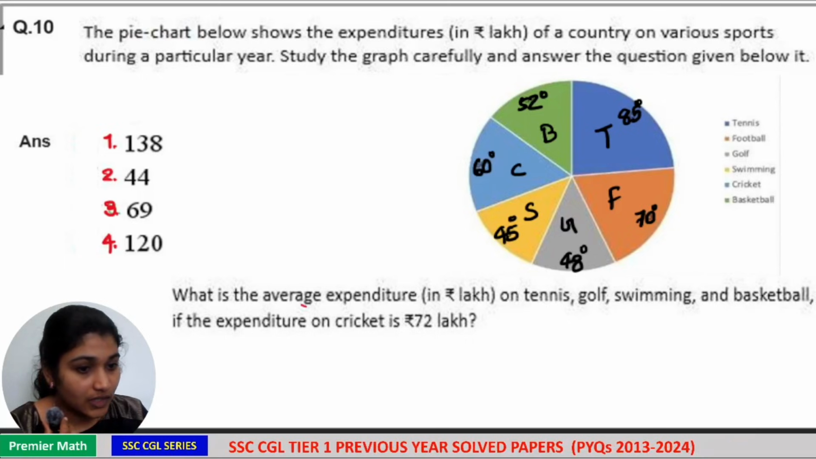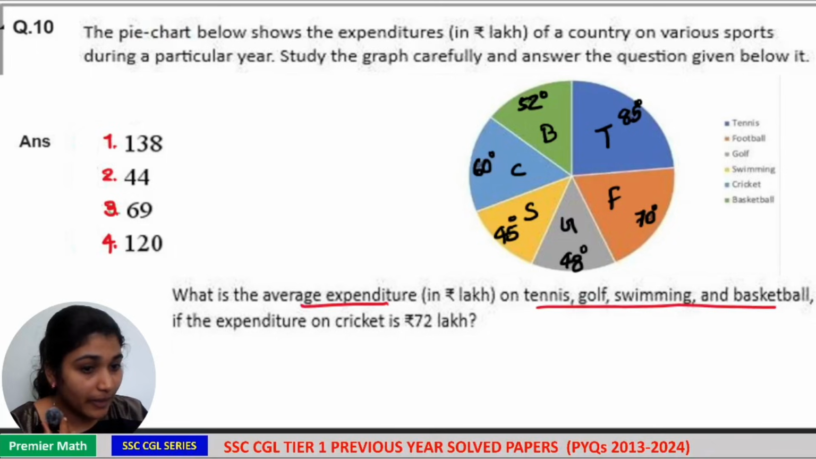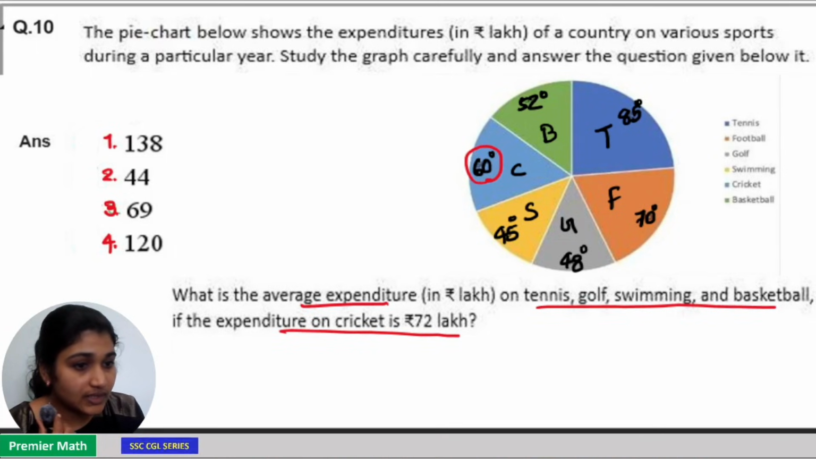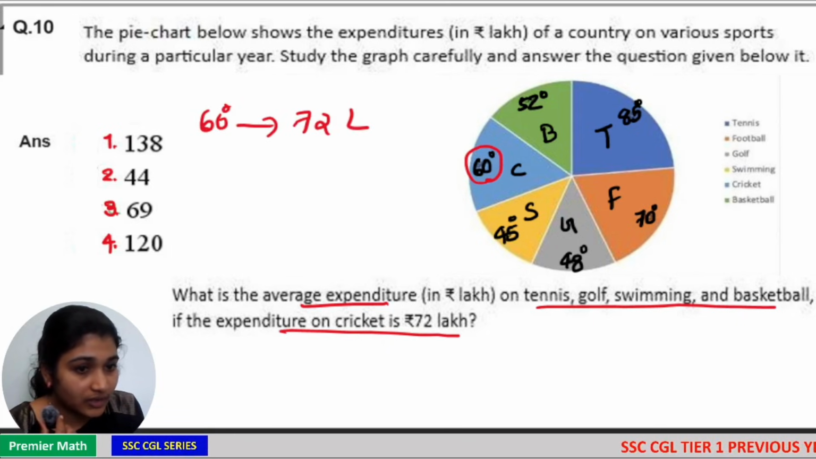What is the average expenditure on tennis, golf, swimming and basketball if the expenditure on cricket is 72 lakh? So cricket expenditure is 60 degree, which is given as 72 lakh. Then 6 goes 12 times in 72. 1 degree is equal to 1.2 lakh.